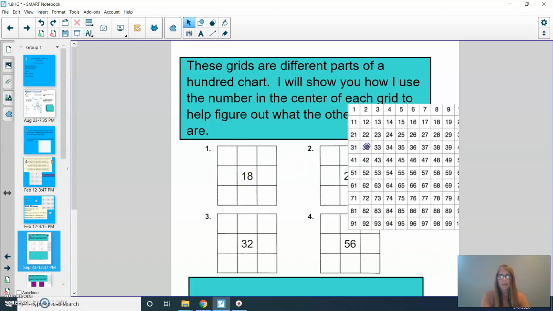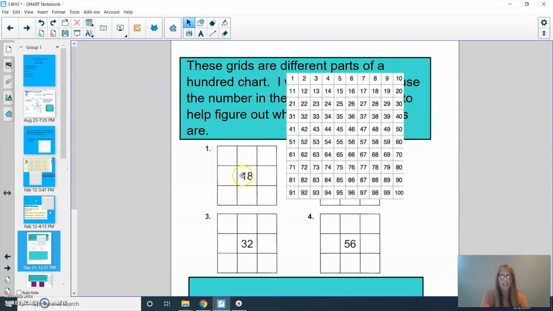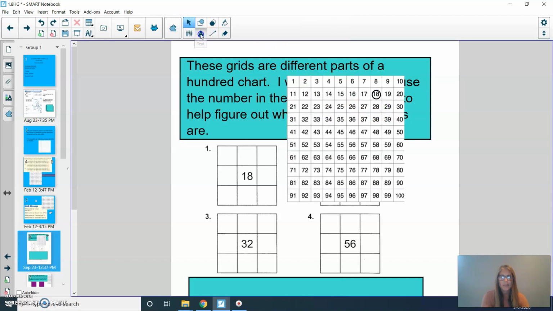I'm going to pull up my number grid. If I have the number 18, I'm going to look at that number 18, and I want to figure out the numbers that are next to it. Maybe we'll put a little circle around 18 so that I can find it. The number that is 1 less than 18 would be 17. So I would put 17 in this box next to it. The number that's 1 more than 18 is 19. So I'm going to plug in my 19.